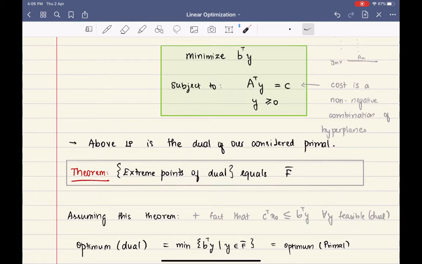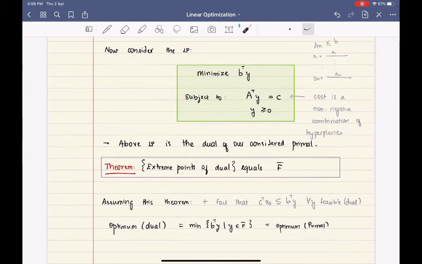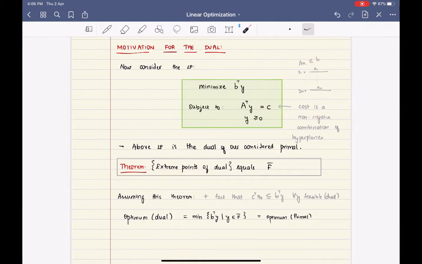Okay, so the only thing that remains now is to show that the extreme points of the dual are equal to this set f bar. So before going ahead, make sure you understand what this set f bar is, and recall what are the notion of extreme points, and try to do this association yourself. Okay, so here is what I'll give you the proof of this fact.